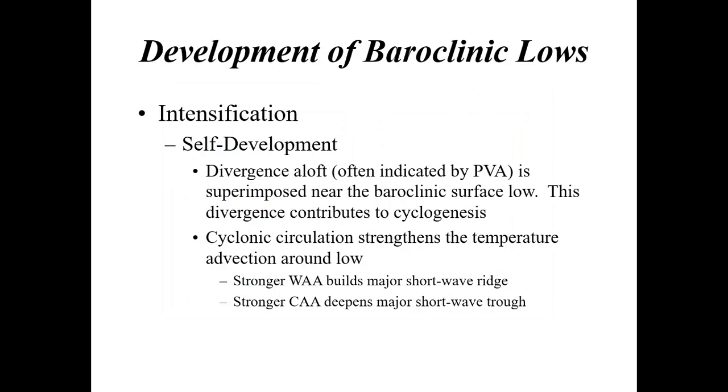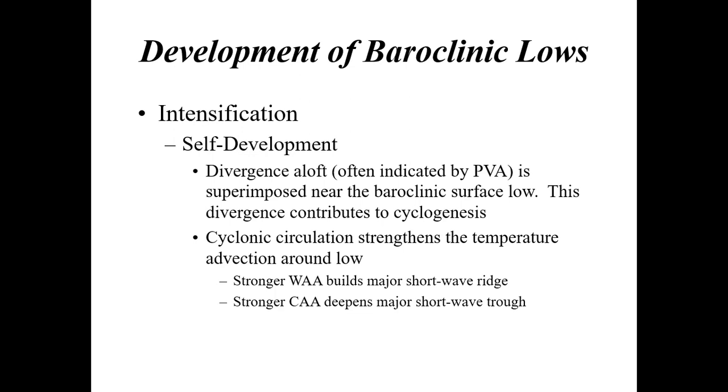So for the development of a baroclinic low, there's something that's known as self-development. It's basically a feedback mechanism, where once one step starts, it continually feeds into other steps and the storm system gets stronger and stronger. Here are some ingredients for it. We have this divergence aloft, or removal of mass aloft, which is often indicated by what's known as positive vorticity advection, PVA, ahead of your major shortwave trough, superimposed near the baroclinic surface low.